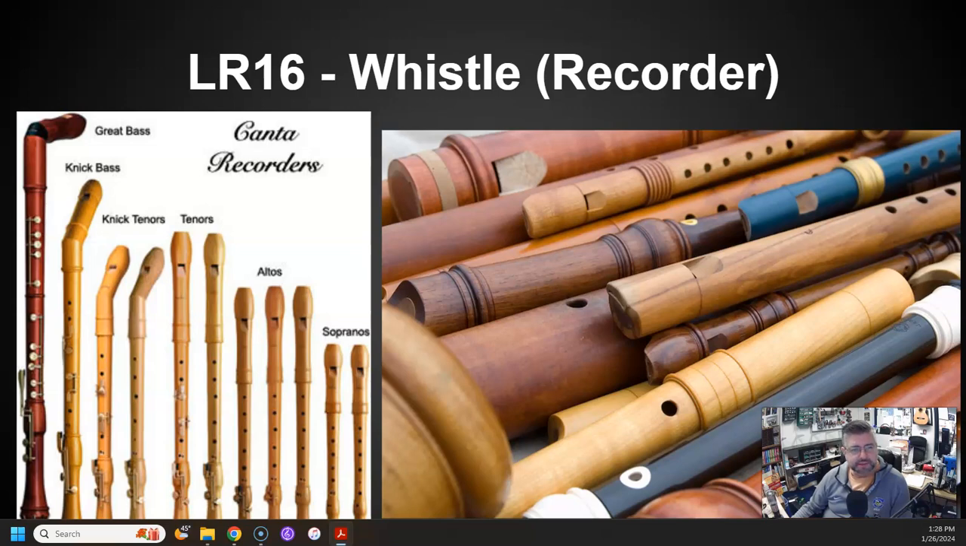In modern times, there are 7 common sizes of recorder, from the Garklein, I think, is the tiniest one, to the great bass. The alto recorder or soprano recorder is the one that most people normally play on.